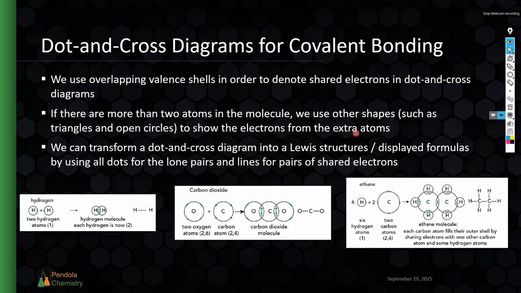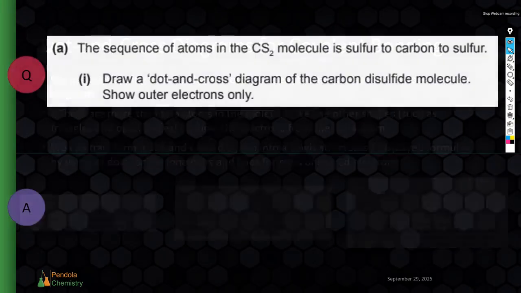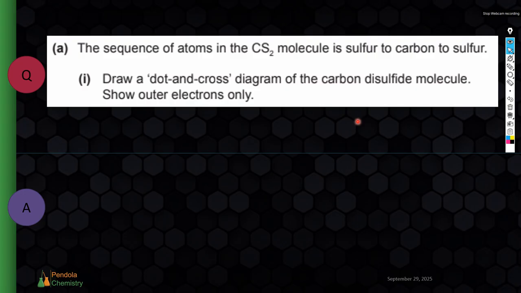So now we can go back to our PowerPoint and go to the next slide. This is a fairly common question on the AICE exam where they ask you to draw a Lewis structure, in this case a dot and cross structure. They're asking us to draw the dot and cross structure for CS2.